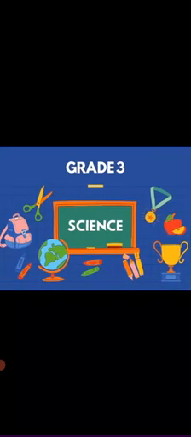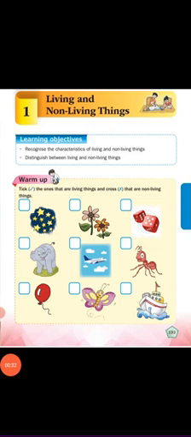So, grade 3 science. The first lesson is living and non-living things. Do you know what is the difference between living and non-living things? That's what we are going to learn in this lesson. See, some pictures are there: star, plants, dice, elephant, aeroplane, ant, balloon, butterfly, ship. In these pictures, you have to tick the things which are living and cross the non-living things.